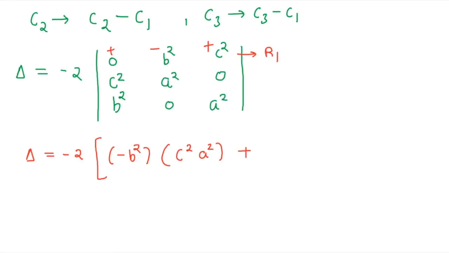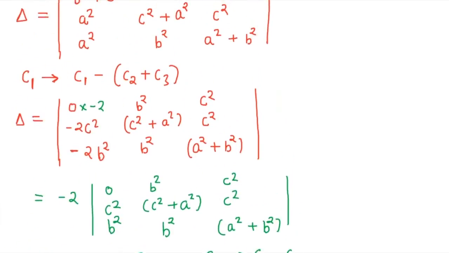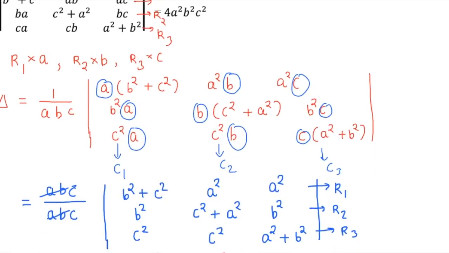The next term is c square. Just leave the column and row. You will get c square, a square and b square 0. The first term will be 0 and the second term will be minus a square and b square. Okay, got it. So finally, this will be minus 2b square, c square, a square, and minus 2 is outside. So finally we will get 4a square, b square, and c square. So this we have proved.